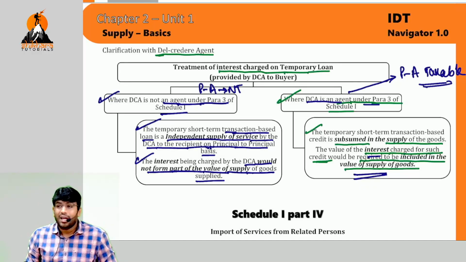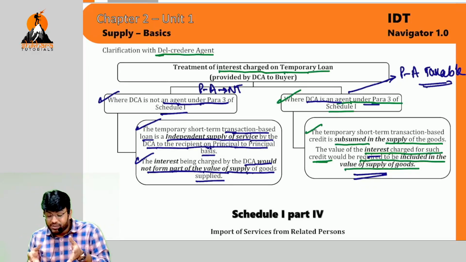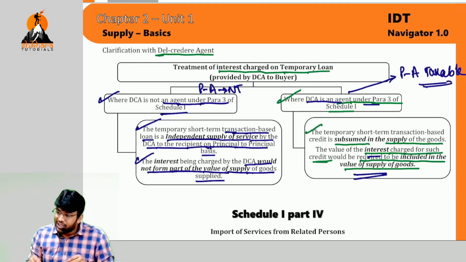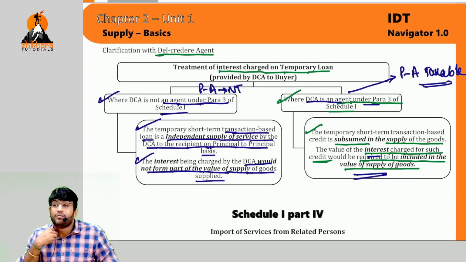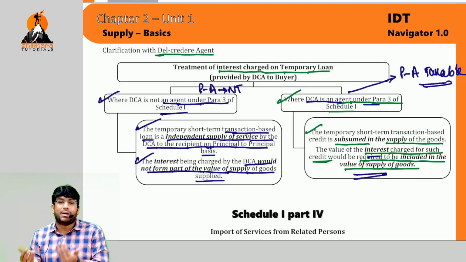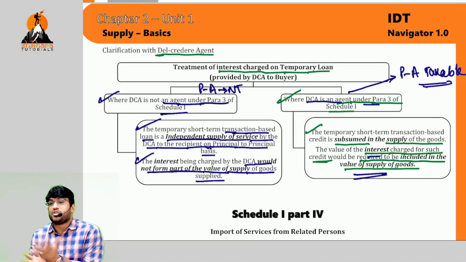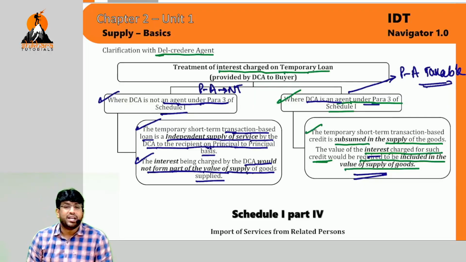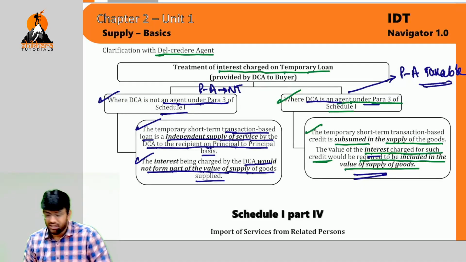Everybody, I took so much time because it's important to understand this very clearly. So if DCA is an agent, interest also will form part of the value of supply. But if DCA is not an agent, interest will not form part of the value of supply because it is a separate transaction altogether. Fully clear, sir? Yes. Everybody, friends? Yes, done.